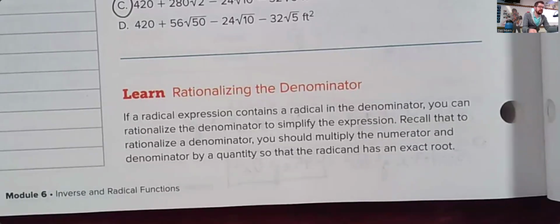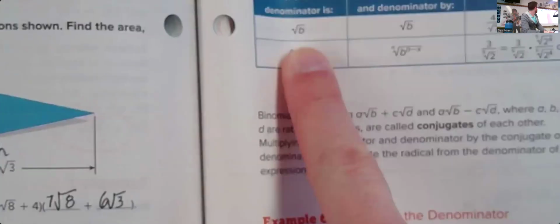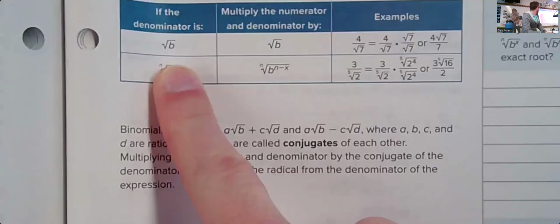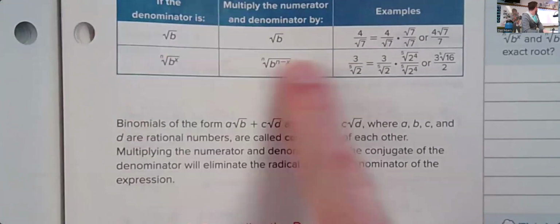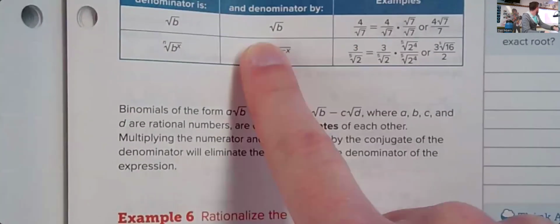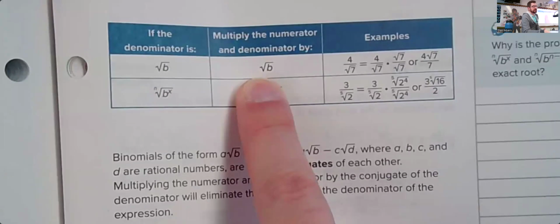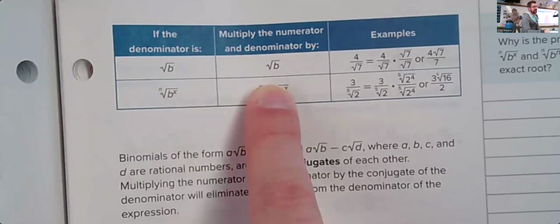So if the denominator is a square root, then you would multiply the numerator and the denominator by the square root of whatever that number is. Because if you multiply a square root by itself, you create a perfect square.